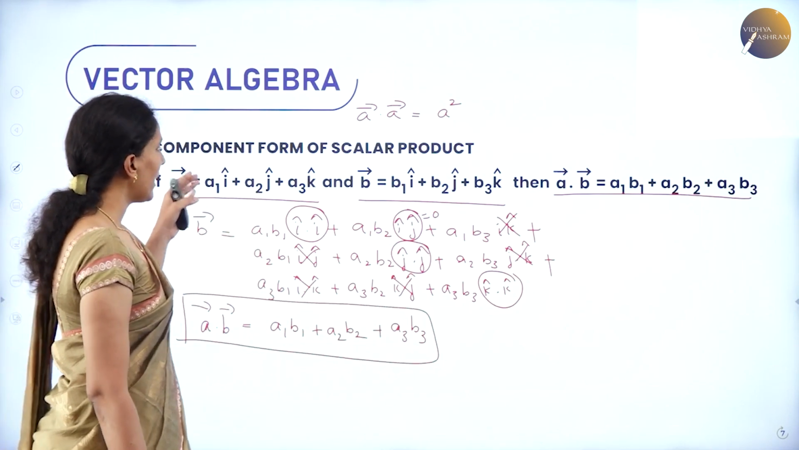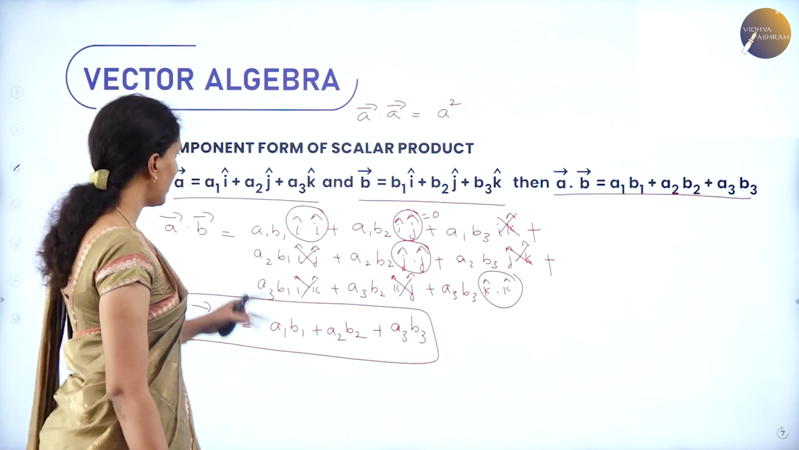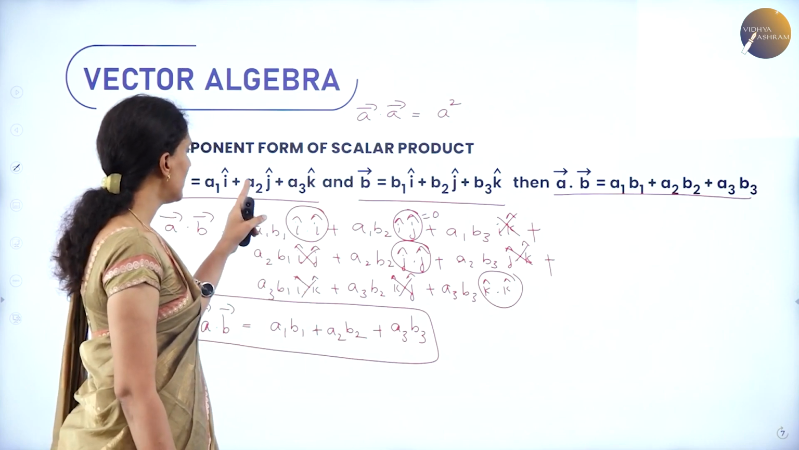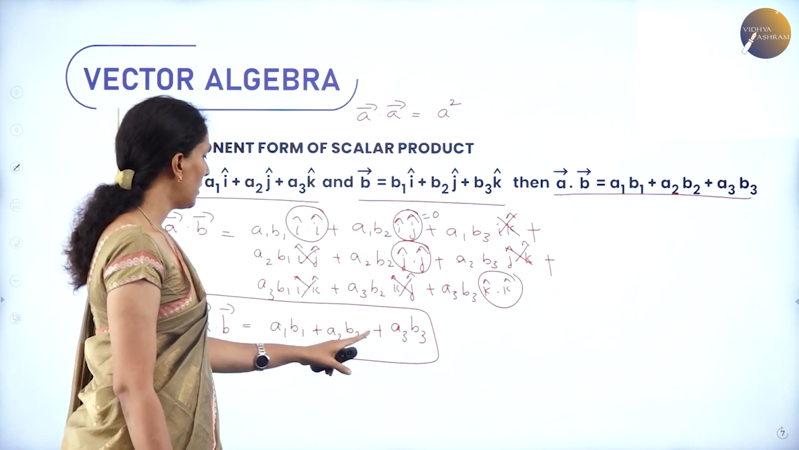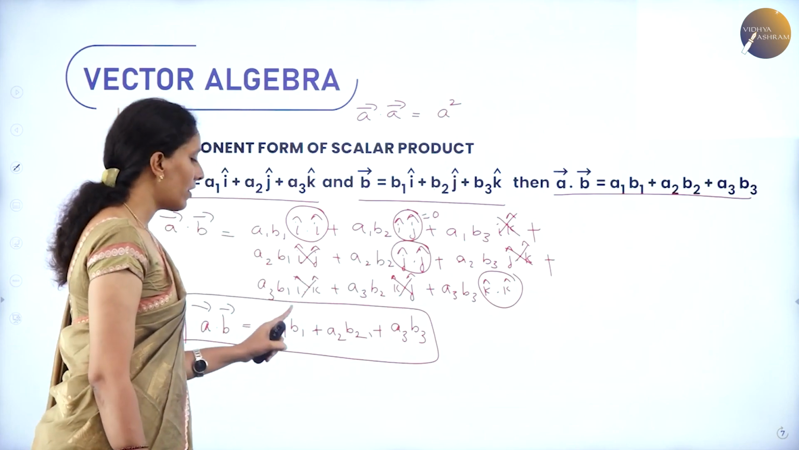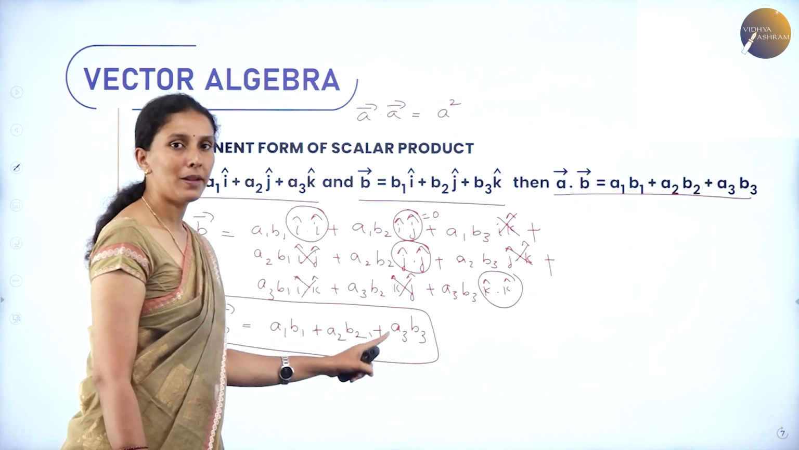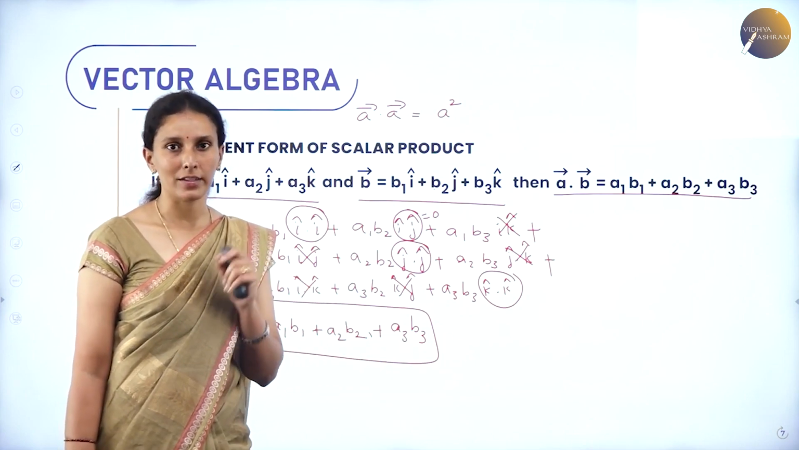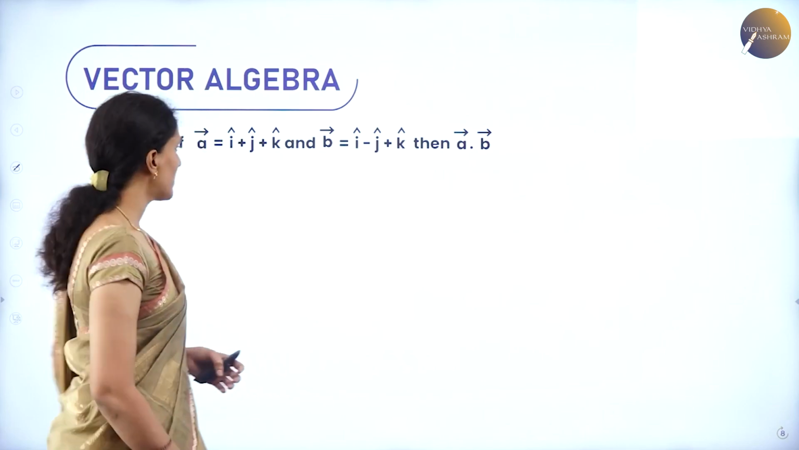So whenever the components of two vectors are given, multiply the i component with the i component plus the j component with the j component plus the k component with the k component. So that is a1 b1 plus a2 b2 plus a3 b3, which is the dot product of the given vectors. Let's move on to the problems now.